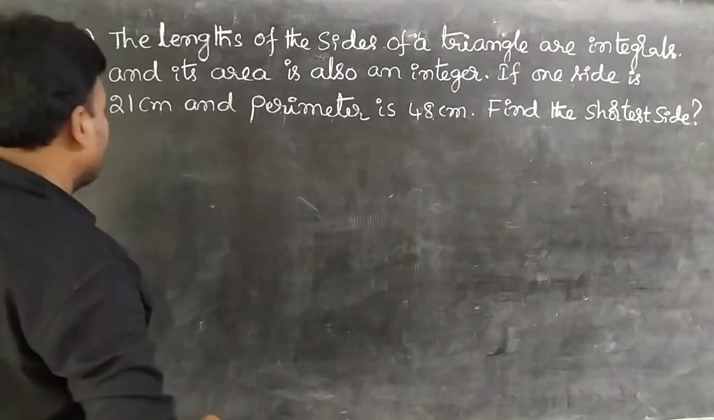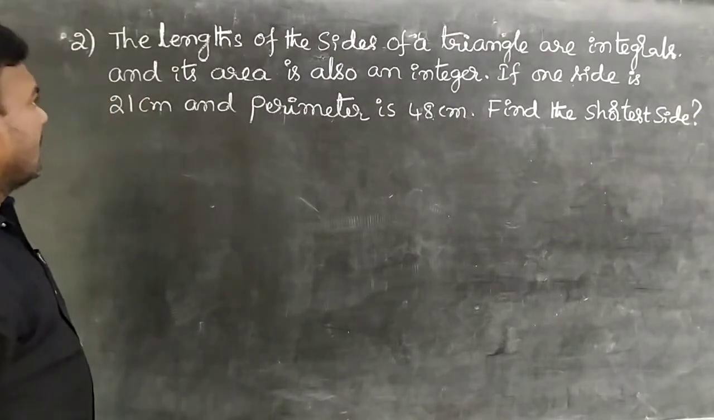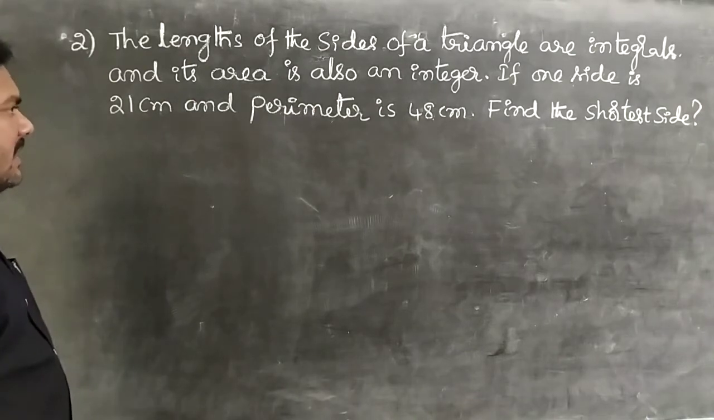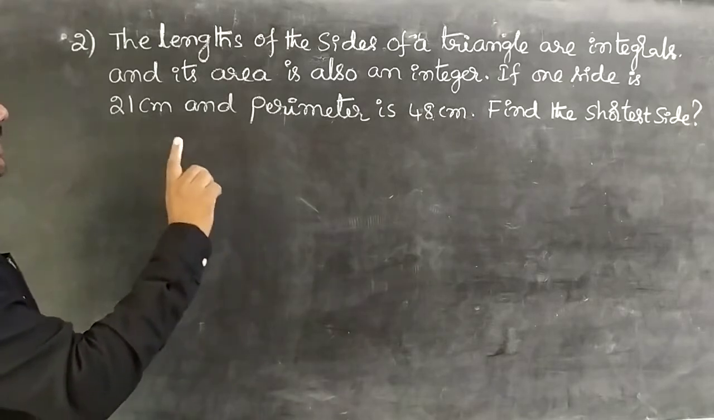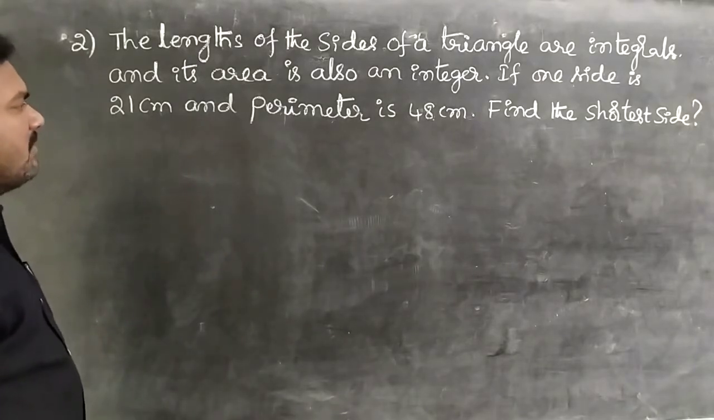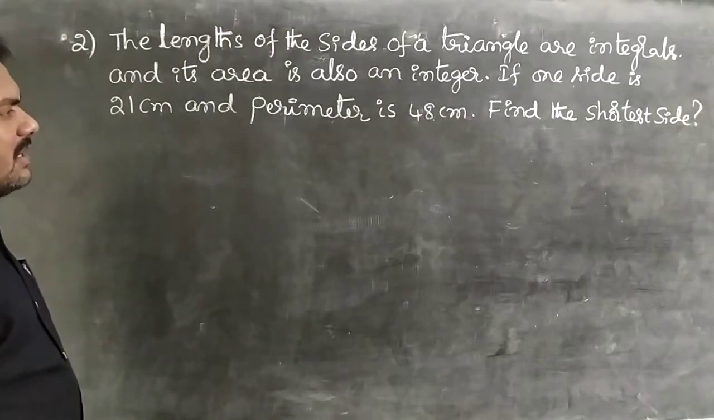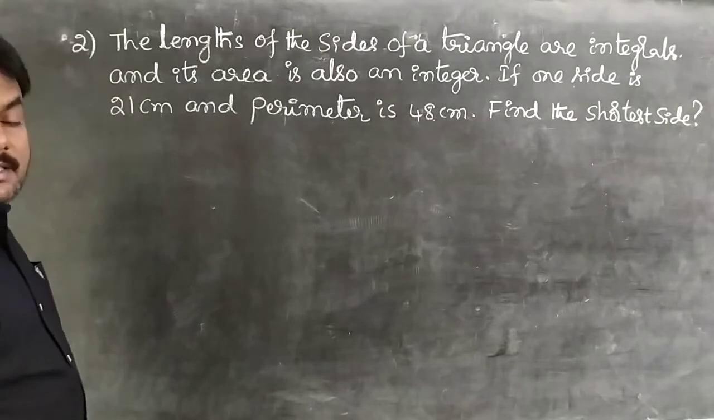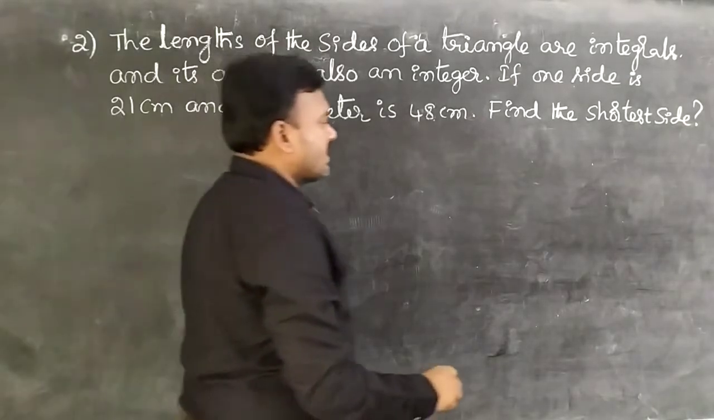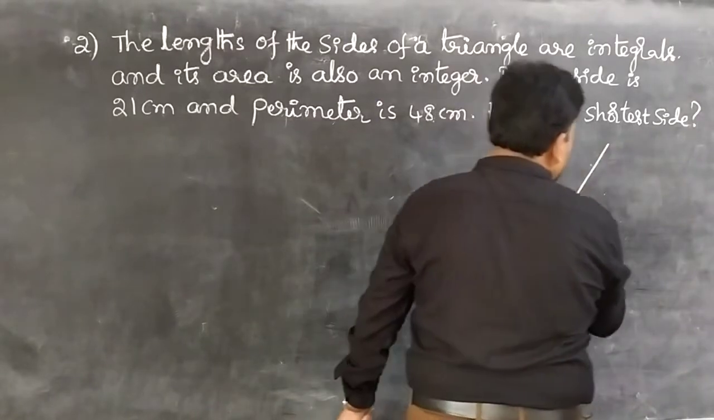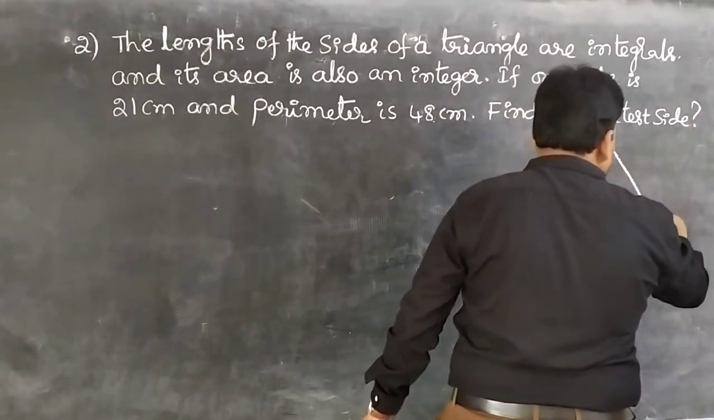Right. Observe the solution. Analyze the problem carefully. The lengths of the sides of a triangle are integers and its area is also an integer. If one side is 21 centimeters and the perimeter is 48 centimeters, find the shortest side. So as I draw a triangle carefully, students, observe in that solution.